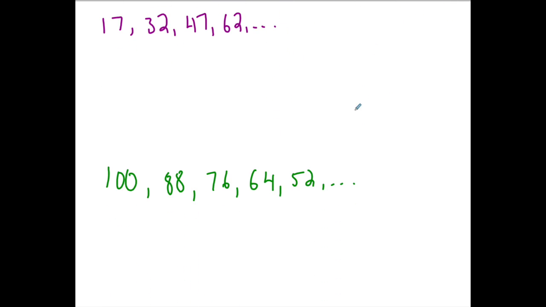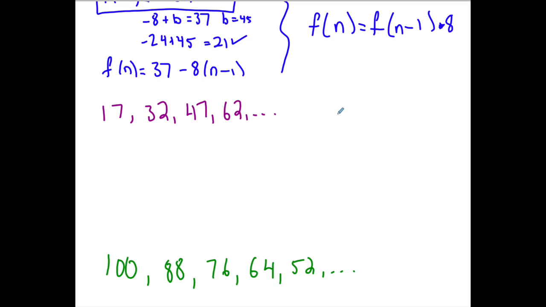Okay, moving on down, just thinking about time here, I'm going to do the purple one. This one, so we want to find what two pieces of information first. The difference and the first term. The difference is 15. The first term is 17.